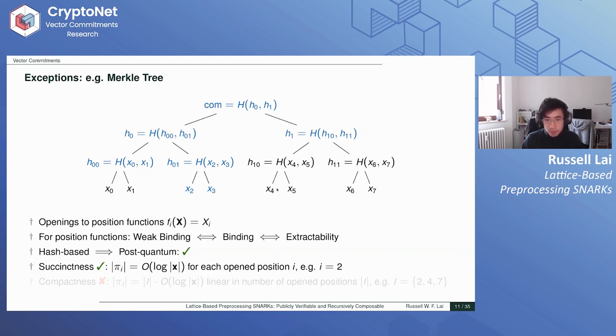So for example, for Merkle tree, to open to a single position, let's say position 2, we would need to reveal a root to leaf path as well as all the siblings. And therefore, the size of an opening proof is logarithmic in the size of the committed vector x. And if we want to open to multiple positions, then we would need to reveal a root to leaf path for each open position. And therefore the opening proof size grows linearly in the number of open positions. And therefore these constructions do not satisfy compactness.